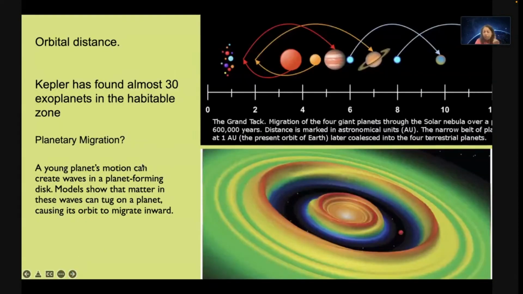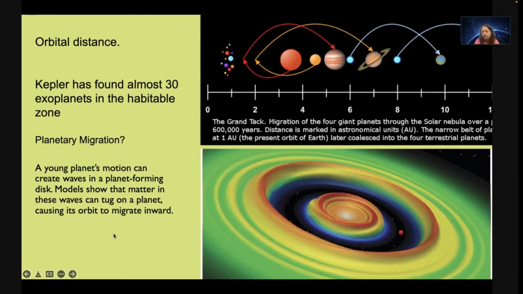And another important thing I wanted to point out is that in the orbital distance also, Kepler has found about 30 exoplanets in habitable zones. We basically look for planets in habitable zones because that's where we'll look for life. But there's another important factor that you could also have planetary migration. Planets could migrate in and out of the system. So they could be formed at a different location and then they move.